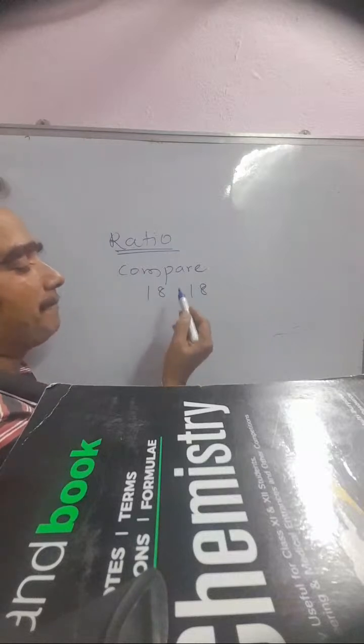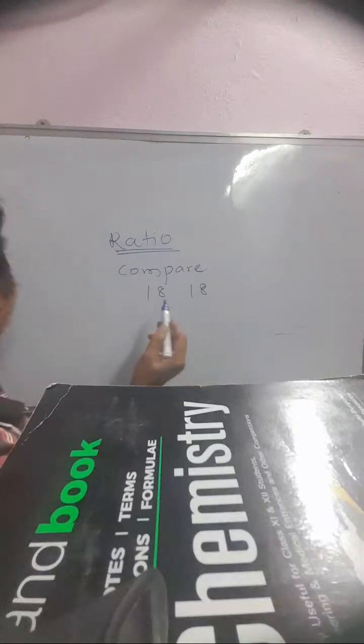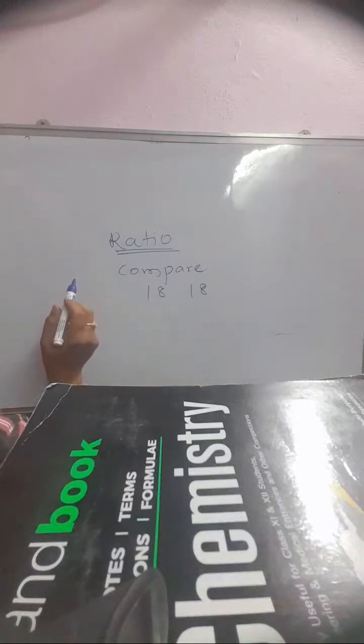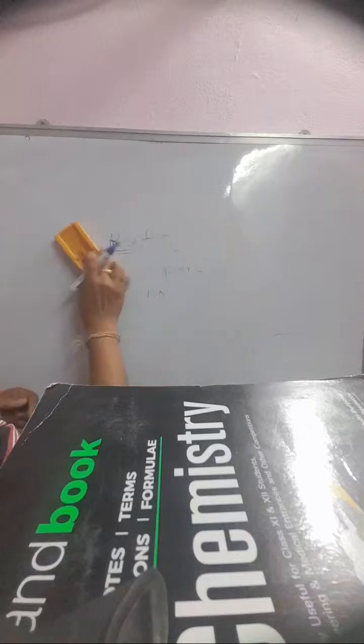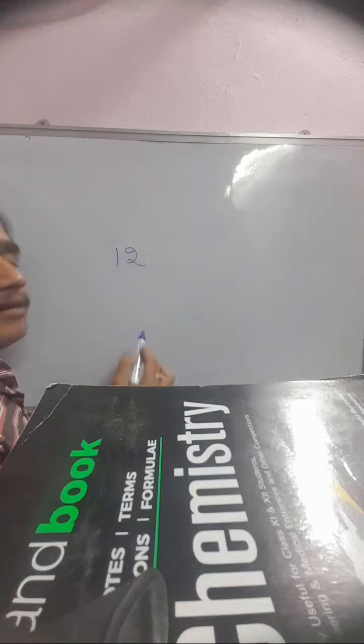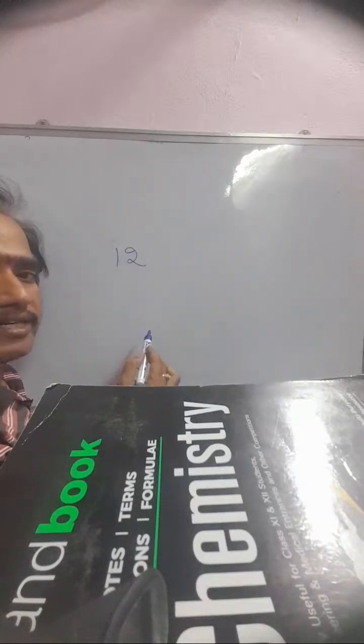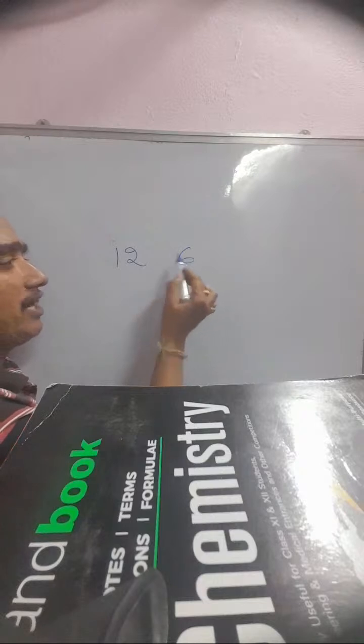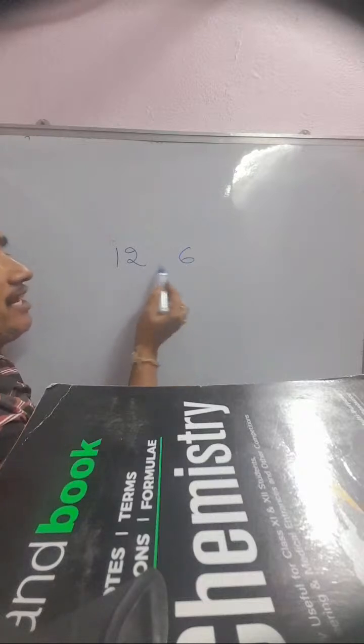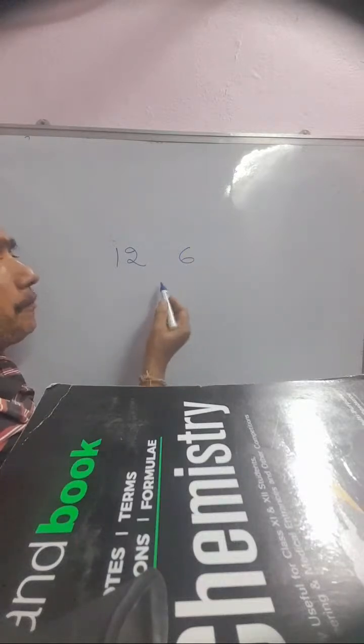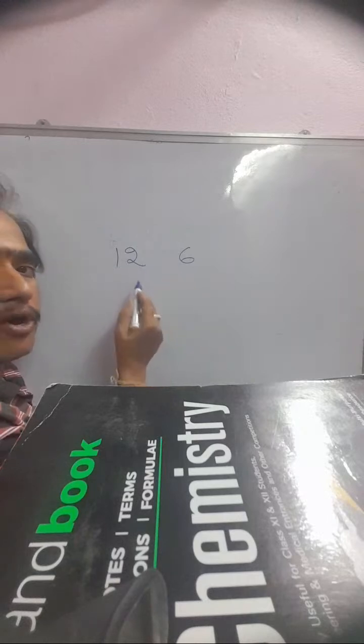That is called comparison. But sometimes, if this 18 and 18 are equal, but sometimes what happens? Your brother, with force, took 12 chocolates and he gave you only 6 chocolates. So here you will compare by difference. He got 6 chocolates more.